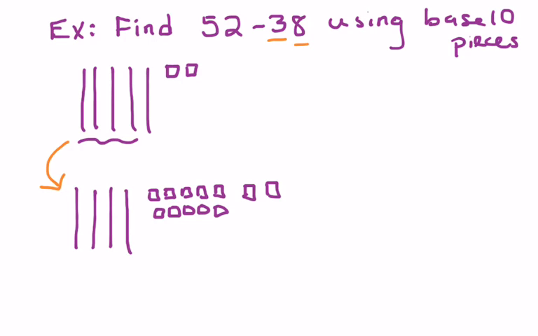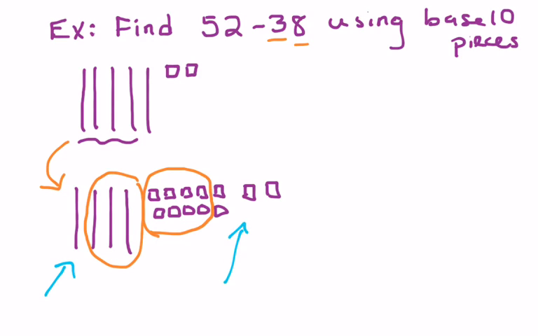Now we should have enough, so circle to show subtraction or taking away. You want to take away 8 units and 3 longs, and then see what's left. There's 1 long and there are 4 units left. So the answer would be 14.